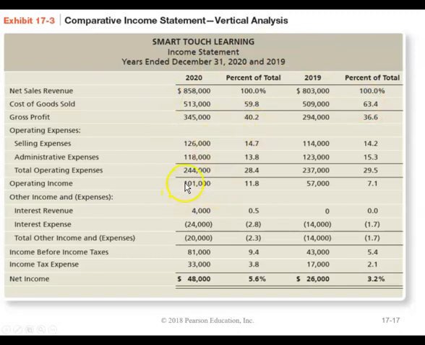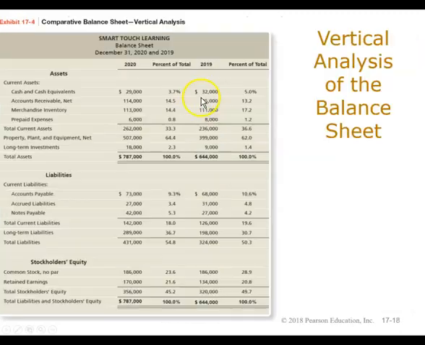Let's just do one example of an expense. Let's do administrative expenses. So again, that's any line item divided by net sales revenue. So 118 divided by 858 is 13.8%. So we can see that our administrative expenses are 13.8% of our sales revenue. And that is the vertical analysis because we're looking at these items up and down.